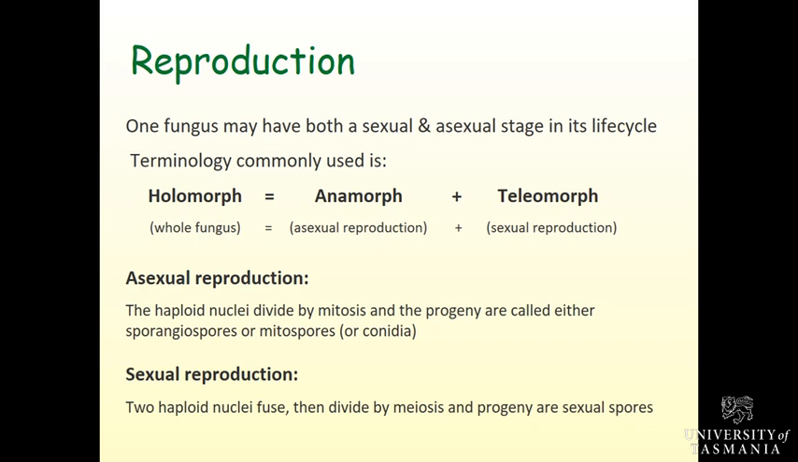Now, fungi can also, unlike the viruses and the bacteria, which are somewhat more simple, have both a sexual and an asexual stage in their life cycle. They don't all have to, but often they do. And terminology-wise, we can talk about holomorph, which is the whole fungus, and the anamorph is the asexual reproductive part.